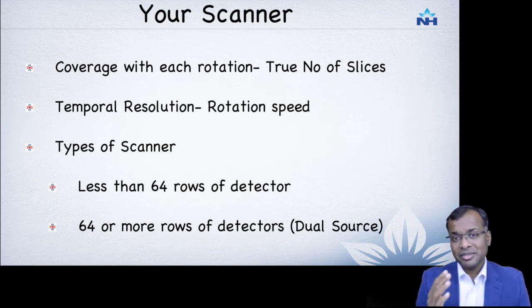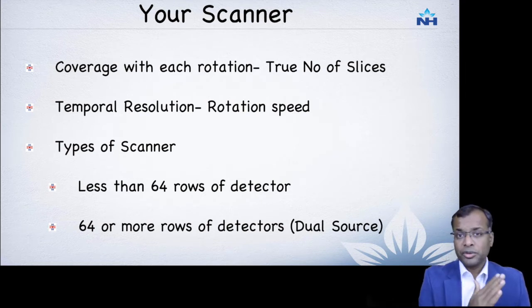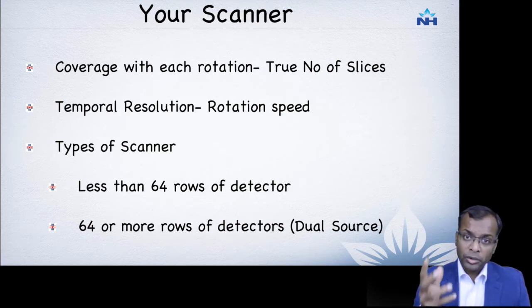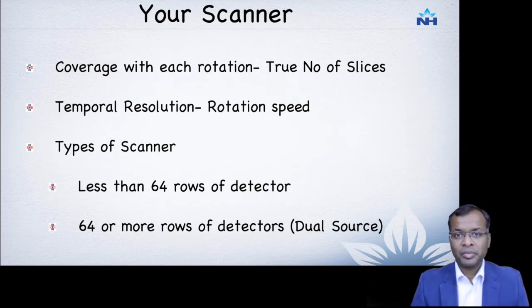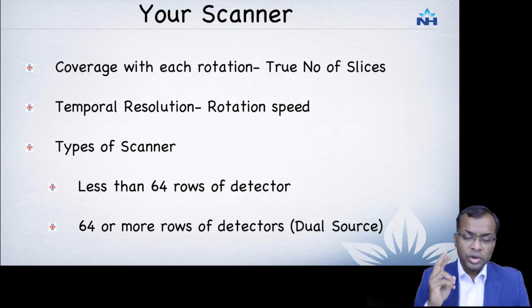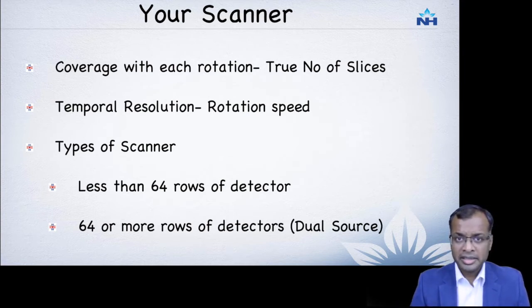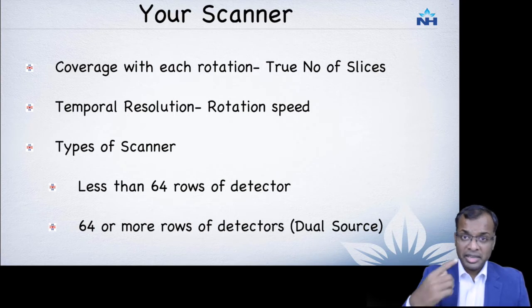Broadly classifying, you can put scanners as those that have fewer than 64 rows of detectors and those that have more than 64 rows of detectors, because the protocols will change in these scanners and the way we do examinations will also change. The second important feature is the temporal resolution. Temporal resolution is determined by the speed with which a scanner rotates. So if you have a scanner which rotates very fast, then the image quality will certainly be much better, and a high heart rate may not be that big a problem for you.